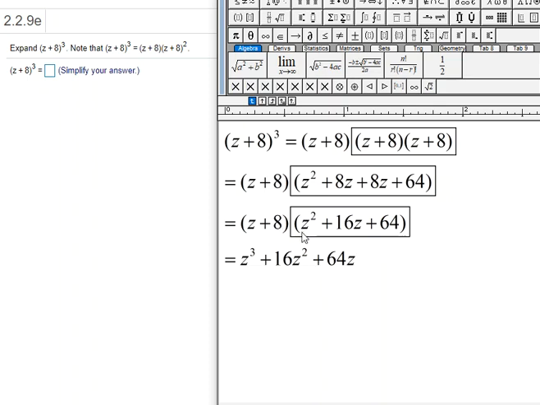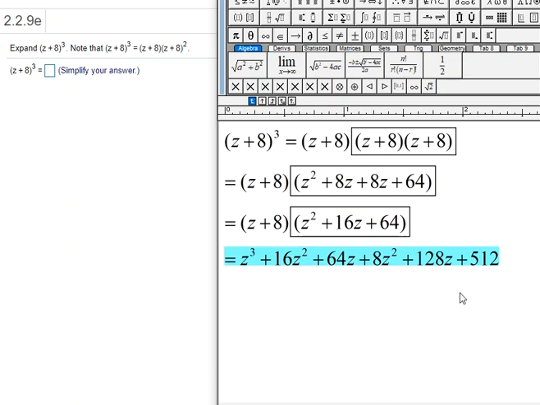So 8 times z squared is 8z squared. And then 8 times 16z, let's figure out what 8 times 16 is. It is 128. So 128z. And then last, I need to figure out what 8 times 64 is. 8 times 64 is 512, so we'll have a plus 512.